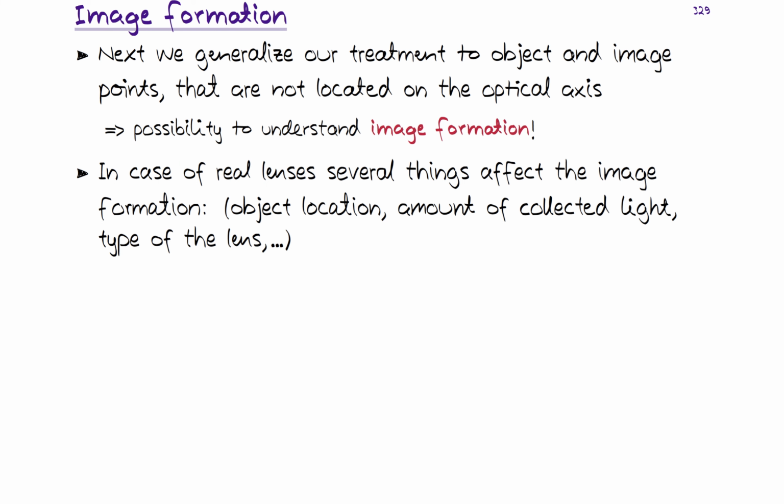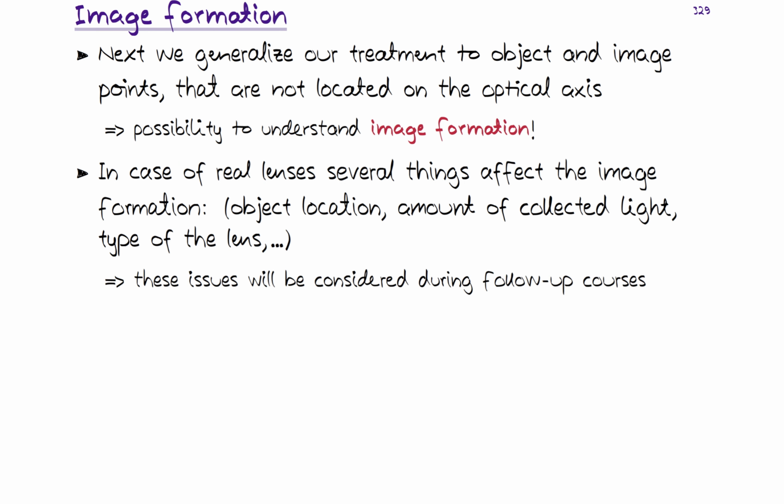Here, the type of the lens also matters. So is it a biconvex lens? Is it a planoconvex lens? And is it actually a lens consisting of many different materials? So is it like a triplet lens, so essentially a lens consisting of 3 lenses and so forth. So these are the kind of considerations that in practice do matter in the image formation process. And how they matter is essentially beyond our scope.